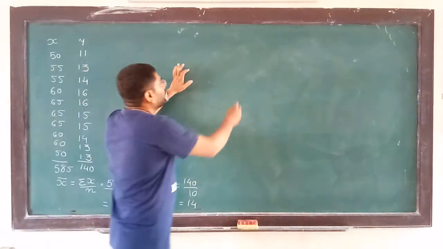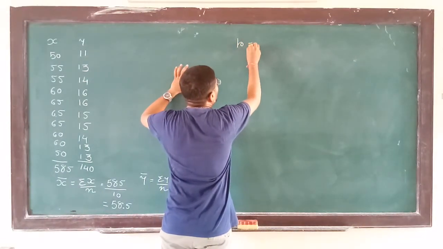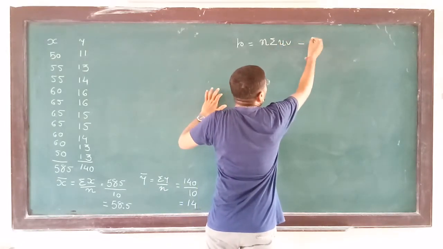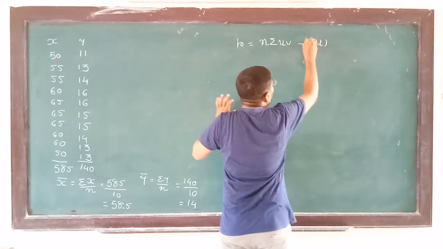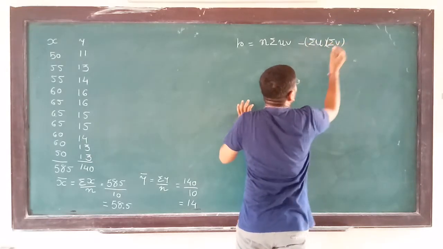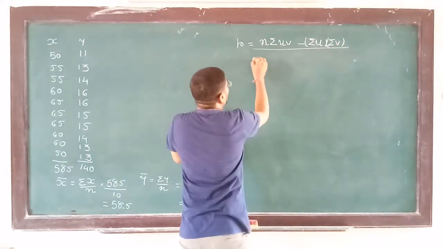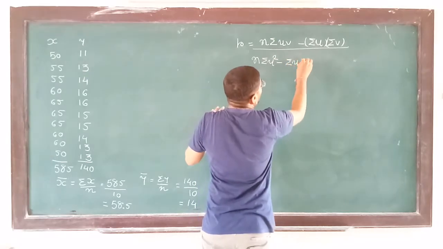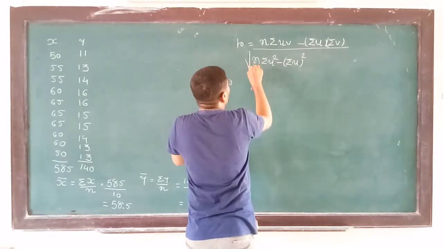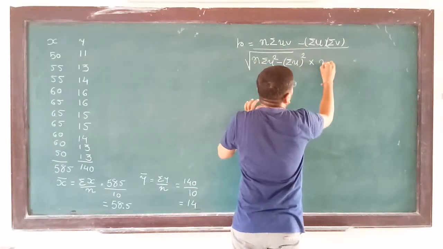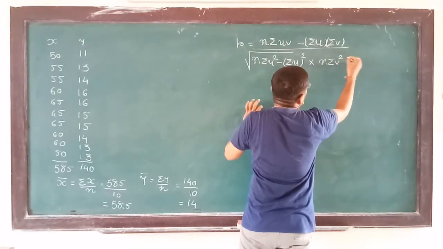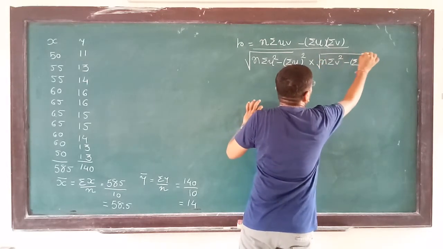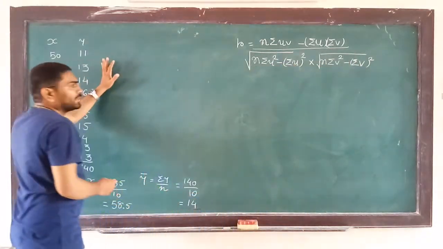Now I write down the formula of the shortcut method. R is equal to n sigma UV minus sigma U sigma V, upon the square root of n sigma U square minus sigma U whole square, and the square root of n sigma V square minus sigma V whole square. Now we continue with our calculation.